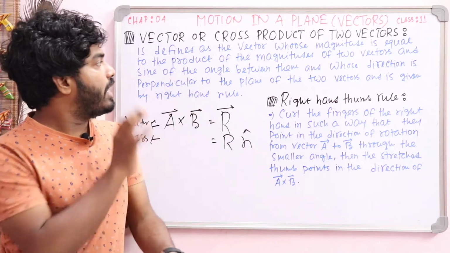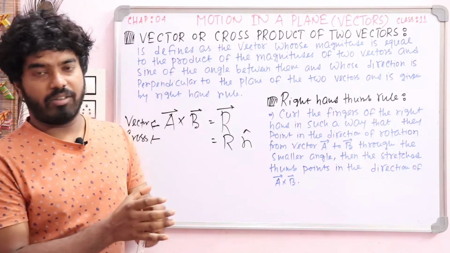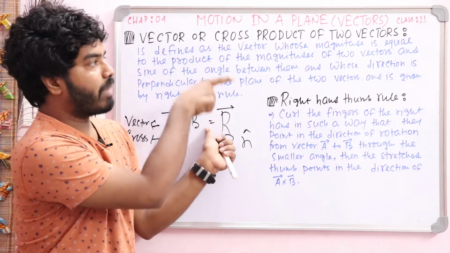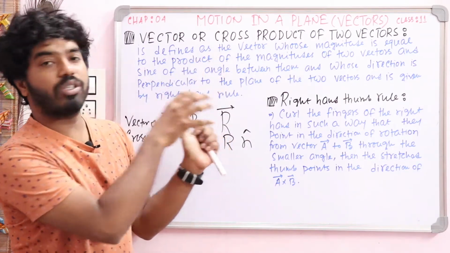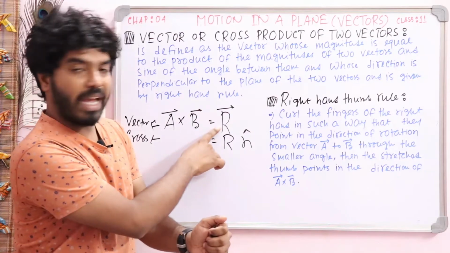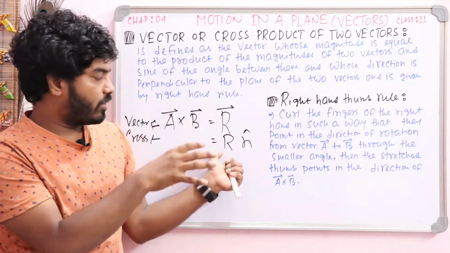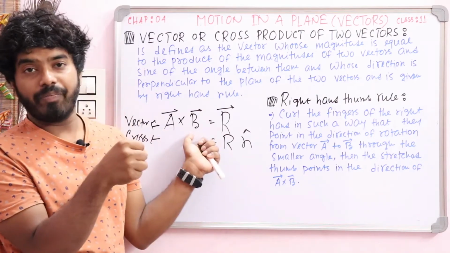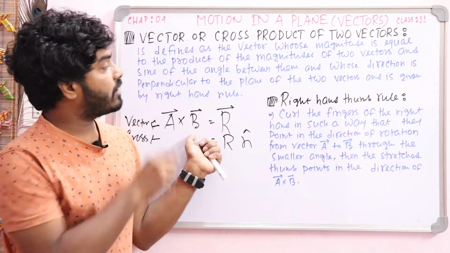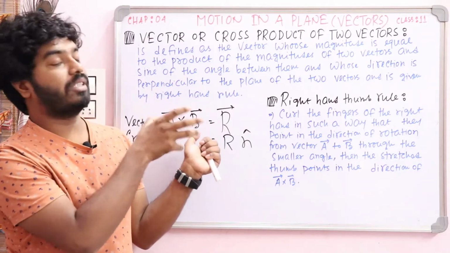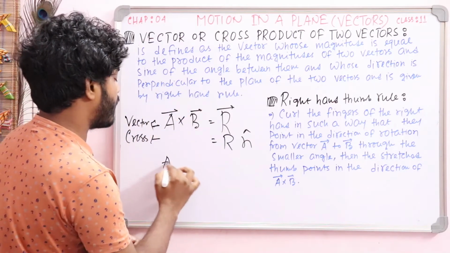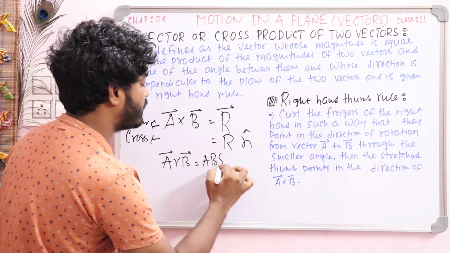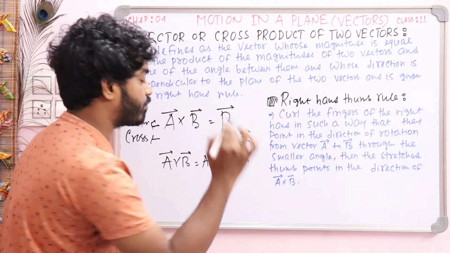Write it down, this one. It is defined as the vector. Obviously the cross product of two vectors is defined as the vector whose magnitude is equal to the product of magnitude of two vectors. This vector gives magnitude value that is R, and this magnitude value is the product of two vectors A and B, and the sine of the angle between them. That means if we multiply vector A and vector B, the result will be AB sine theta n cap.